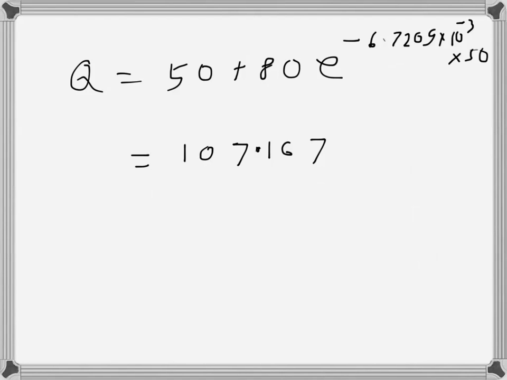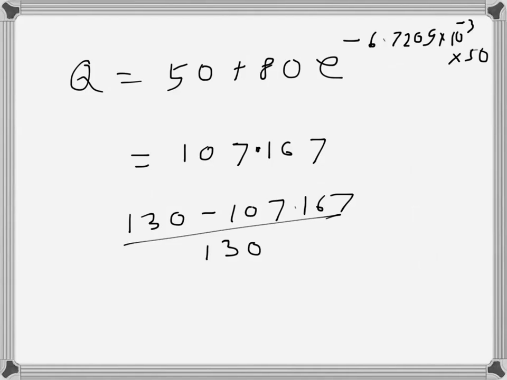And that is in terms of percentage, we have to find by what amount it decreases. So 130 minus 107.167 over 130 times 100% is the amount by which it decreases. So that is 17.6%.